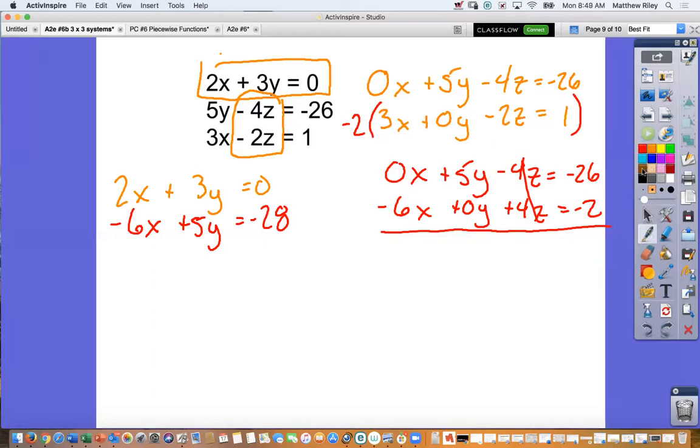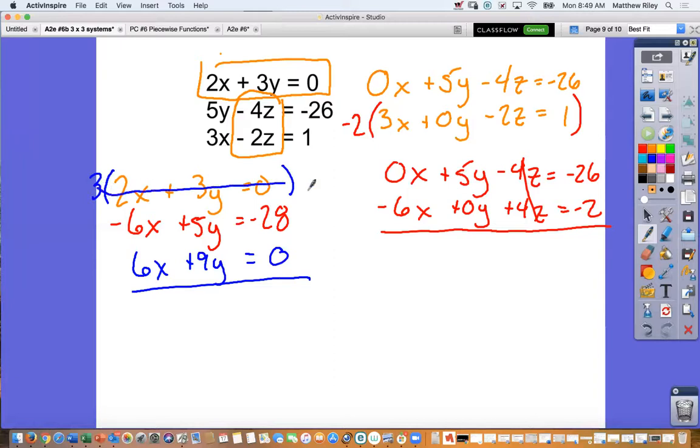So the last one, now that we have a 2x2 system, what can I multiply by 2 to get the opposite of -6? 3. Sorry. And I'm going to lightly cross that out.